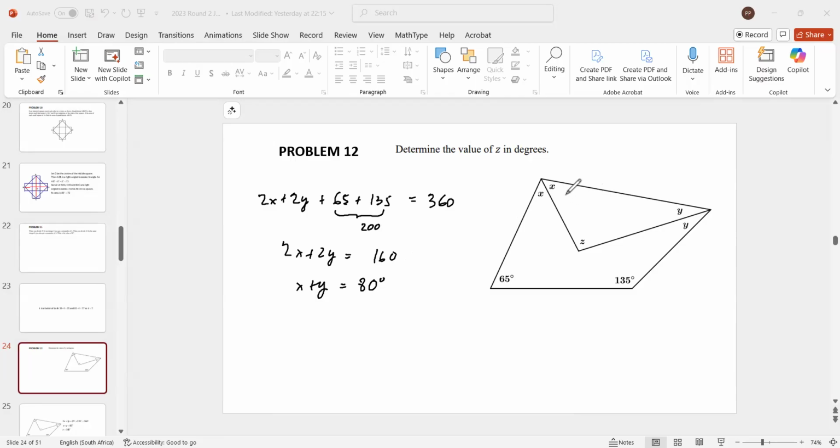Now that's very nice, because you know that x plus y plus z is 180. Those are the angles of the triangle. And x plus y together give you 80. So therefore z must be 100 degrees. So that's the answer to that problem.